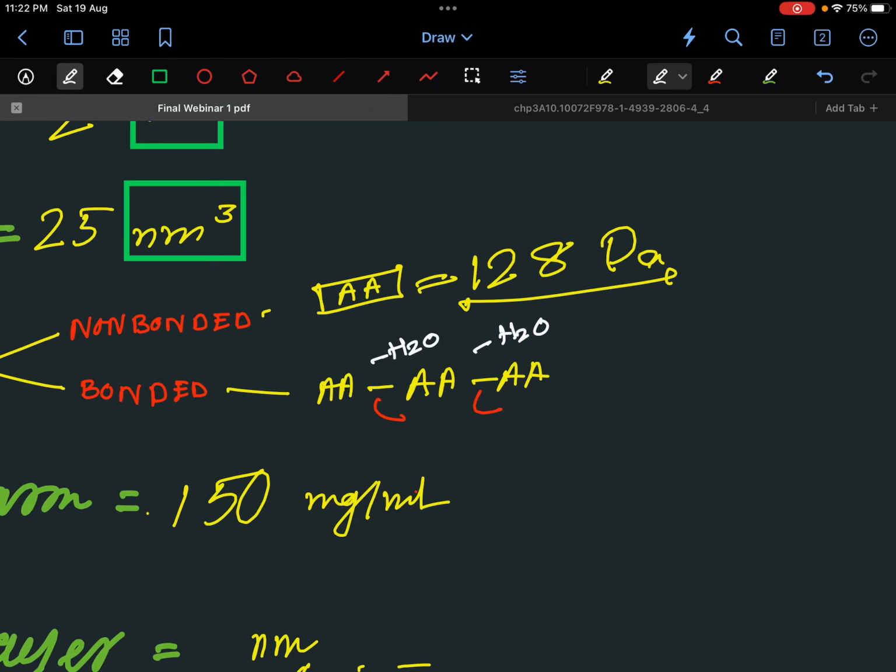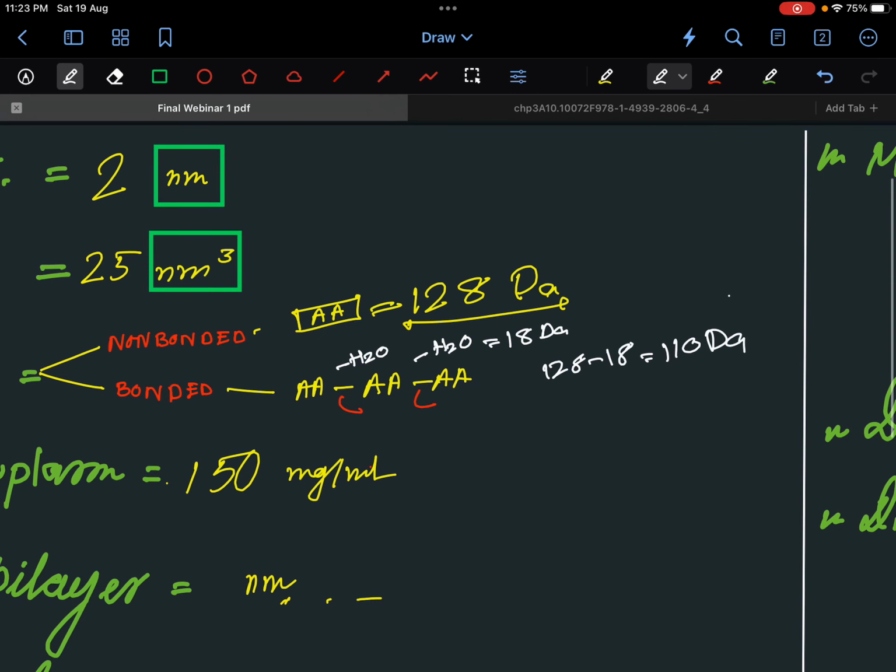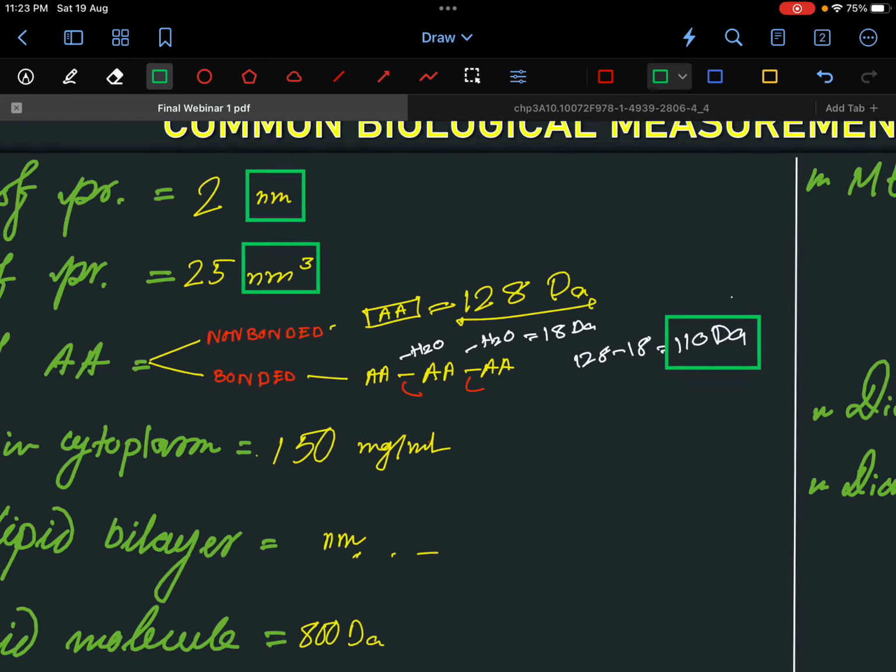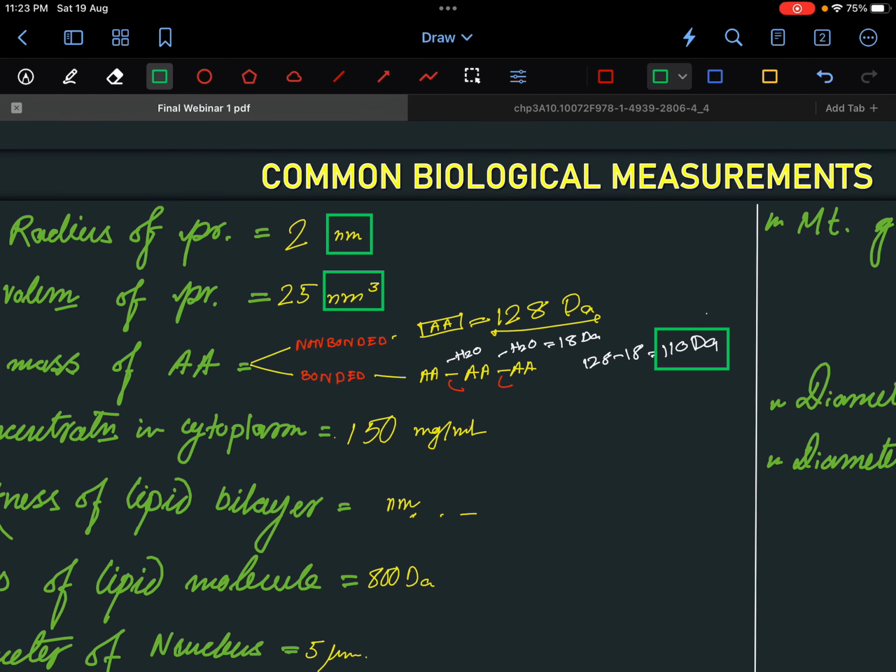This is why knowing the size of the water is really important. The molecular weight of the water is very important. What is the molecular weight of water? Just now we saw that it is 18 Dalton. So when two amino acids are linking, we have to subtract one water. So simply, if we do 128 minus 18, it comes to 110. That is 110 Dalton, the average molecular weight or molecular mass of an amino acid in the bonded form. Why? Because it is losing 18 Dalton, that is one molecule of water. And for non-bonded, you can consider it as 128 Dalton.